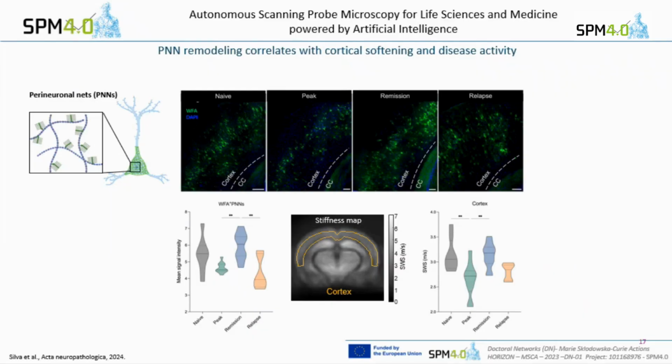So that suggested to us that the perineuronal nets are also relevant in bringing mechanical stability to the cortex. And when they are degraded, this is lost, leading to tissue softening. And that can be used also as an imaging marker of disease activity and inflammatory activity in the brain.